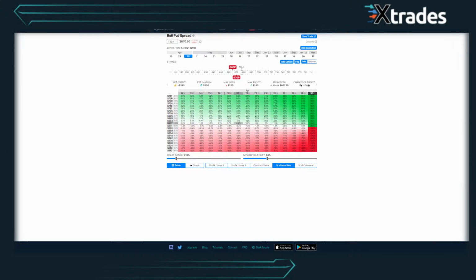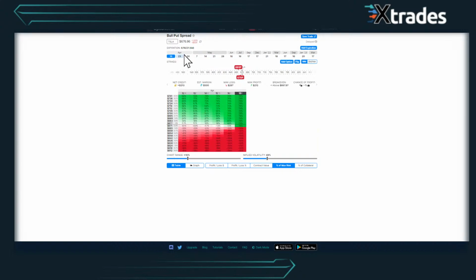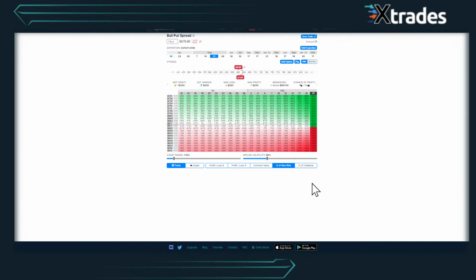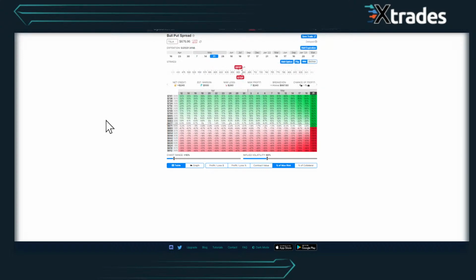Long story short, kind of rambling here, but basically having time on your play is always a good idea. But usually you want to look for something about 30 days out, and I usually like to play the monthly contracts. Sometimes if I'm more aggressive, I do play the weeklies as well. This is just up to you on how you want to manage your risk. But let's just use May 21st for this example.